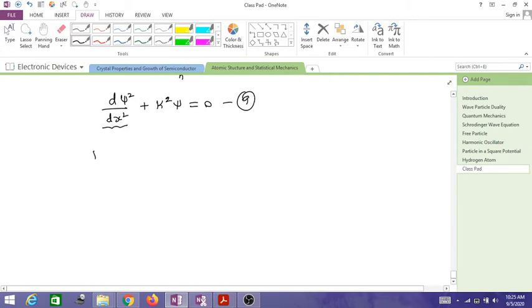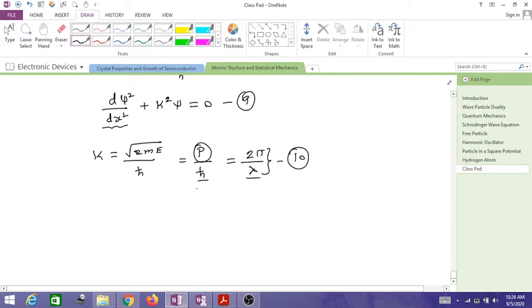Where k, from the above equation, we can write as the square root of 2mE by h-bar, which is equal to mass into acceleration. We know that kinetic energy is nothing but mass into acceleration. It can be written as the momentum. So this momentum is equal to h-bar times 2 pi by lambda. Let me call this equation 10. So now we have related the momentum and Planck's constant with the wavelength lambda, 2 pi by lambda.